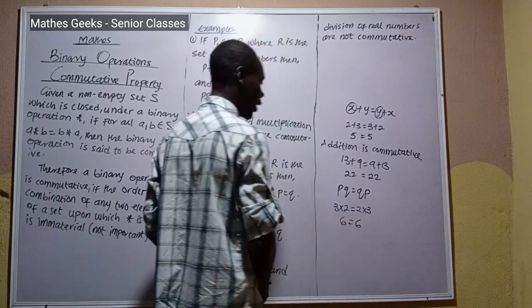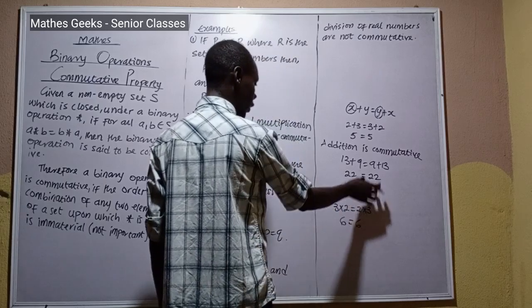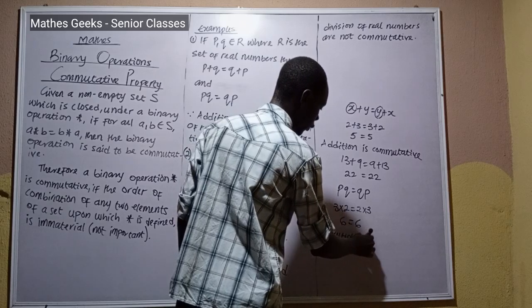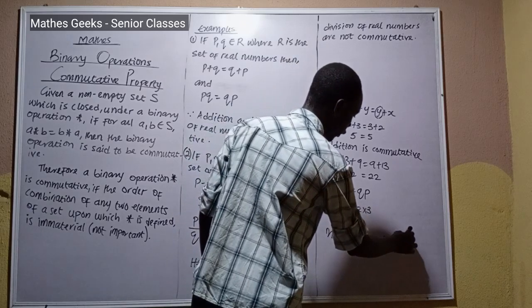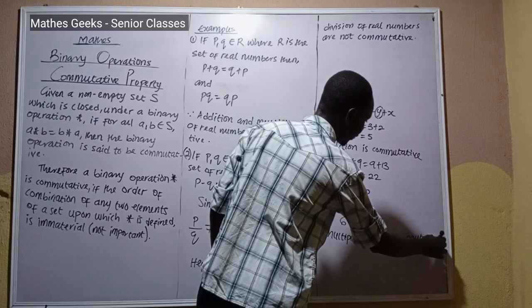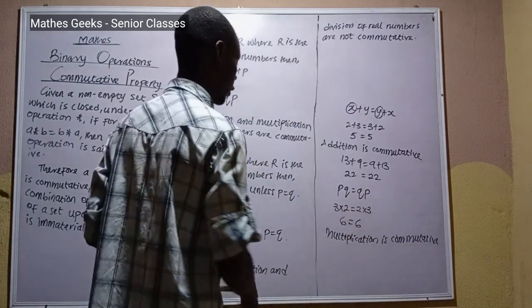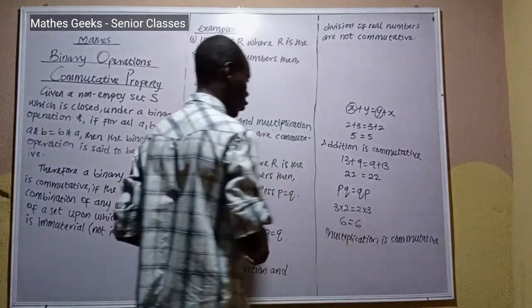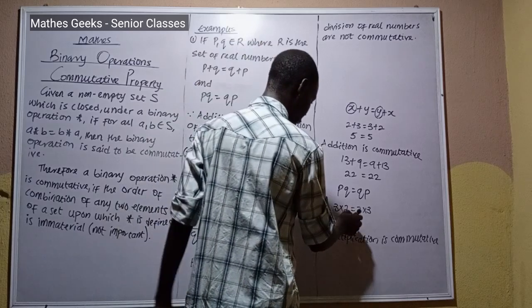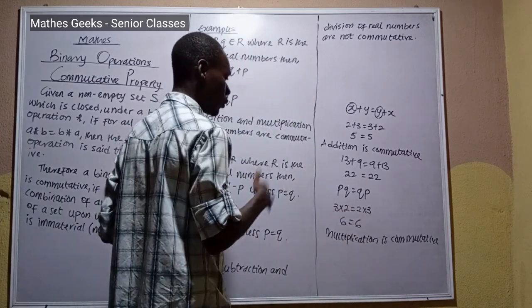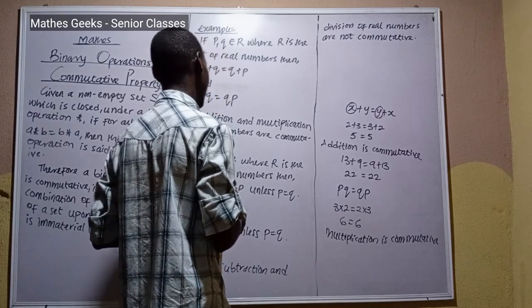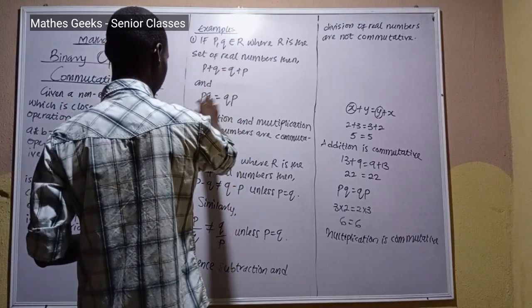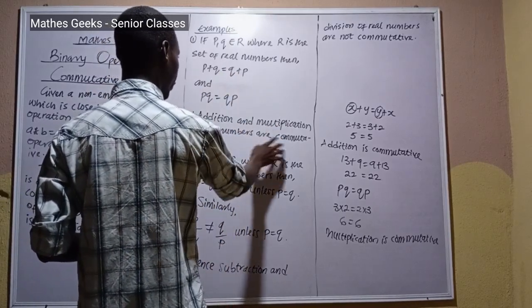So what does this tell us? It tells us that multiplication itself is also commutative. Whether you started with the first element or the second element and then combine them together under the operation multiplication, the answer will still be the same. If it is the same, that implies that multiplication is commutative. So that's what this first example means. From what we've gotten, we can say addition and multiplication of real numbers are commutative.